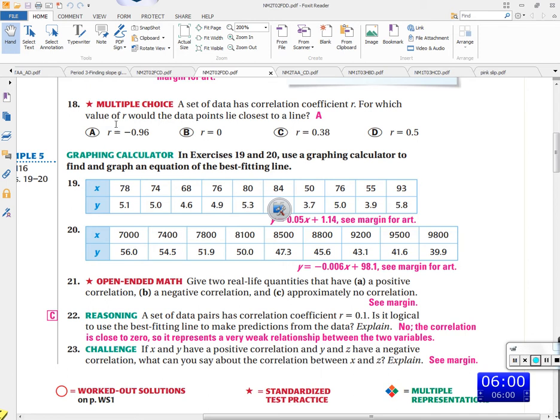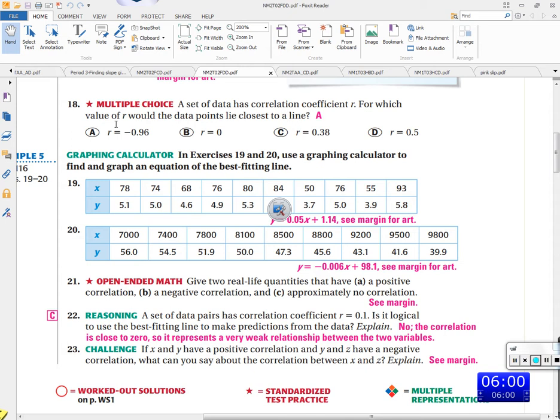Okay. It's closest to 1. Well, to negative 1. Close to 1 or negative 1, both are good. Negative 1 is not a bad thing. What does an r close to negative 1 mean? Negative slope, but the points are highly correlated. They're very close to the line that you would draw through there.